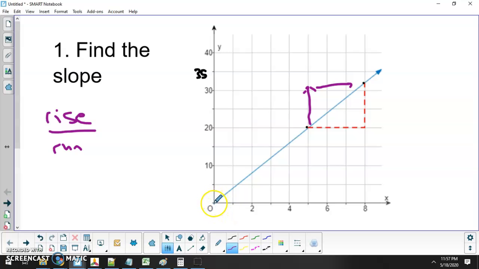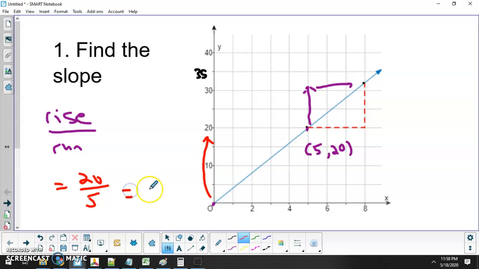So what is an easier thing to do is start with a point you do know, like the origin here, okay? You see that 0, 0. And you know right here, there's another point you do know. This point here is 5 over and 20 up. So your slope from here would just be up 20, rise of 20, over 5. So 20 over 5, reduce that, your slope's 4.